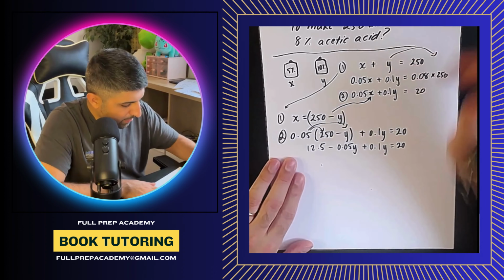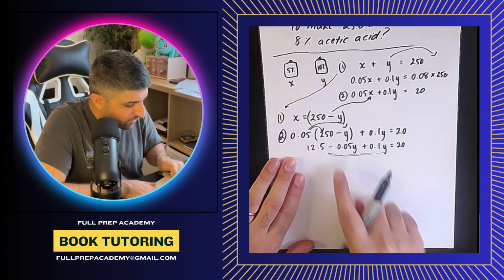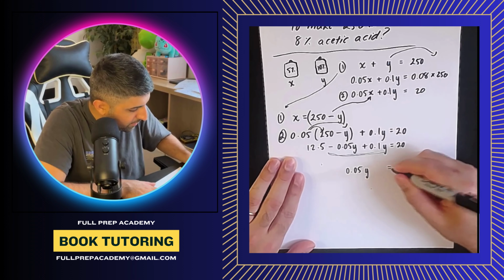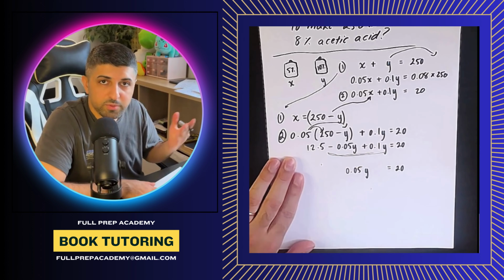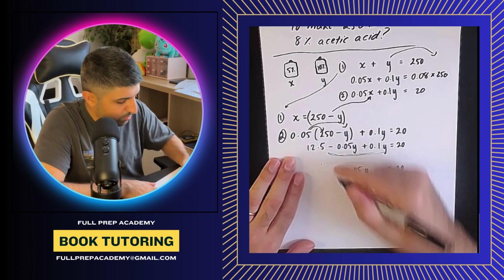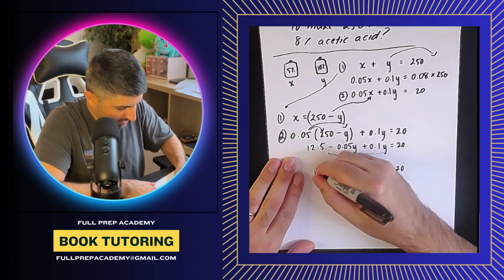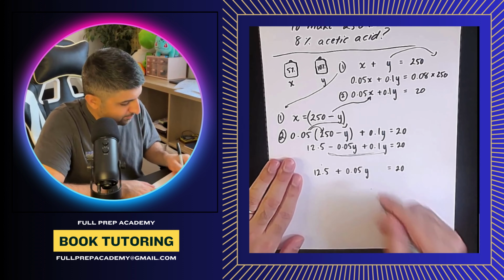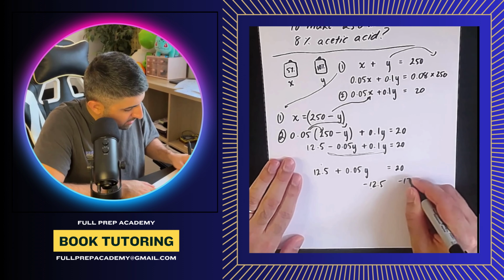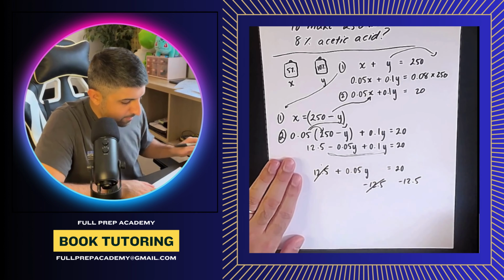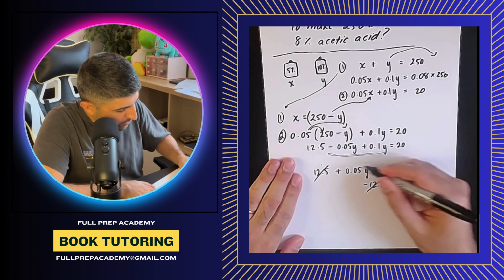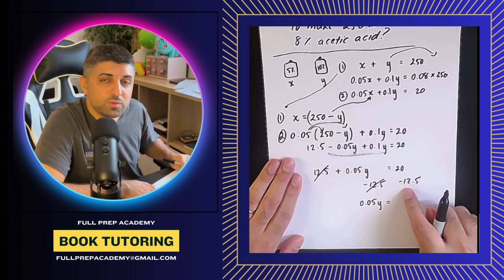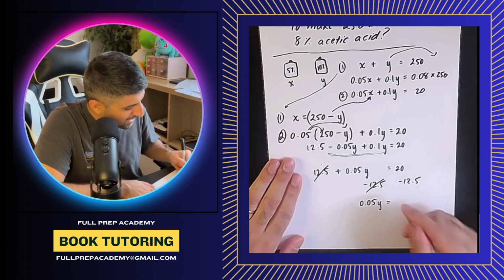So now I can collect these two, right? So those two together are going to make a positive 0.05y, because it's negative 0.05 plus 0.1, that's positive 0.05. I still have this 12.5. And now I can isolate for y. Subtract both sides by 12.5. Those two cancel. 0.05y equals 20 take away 12.5, 7.5.